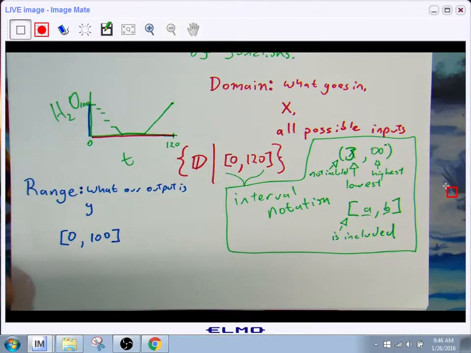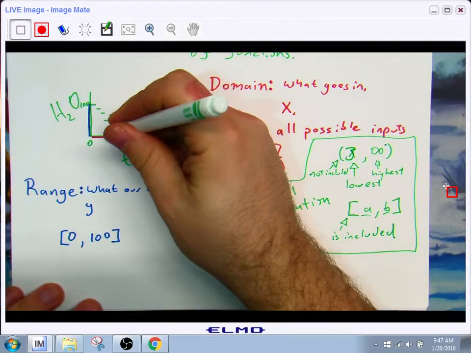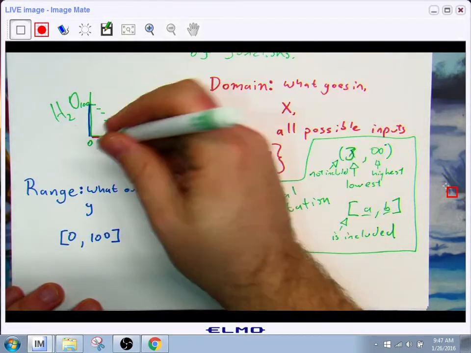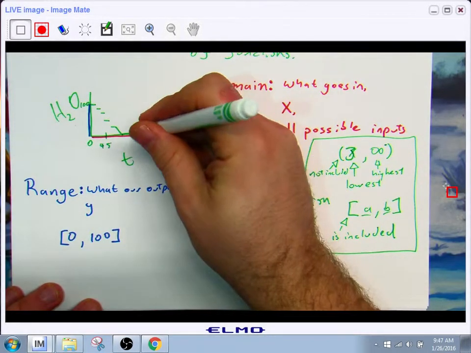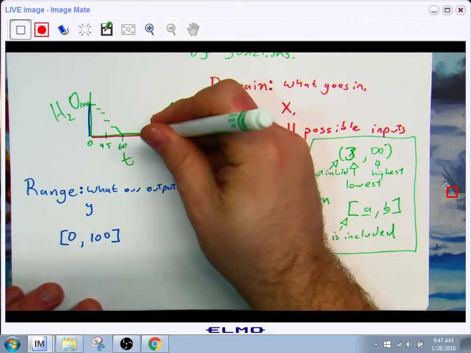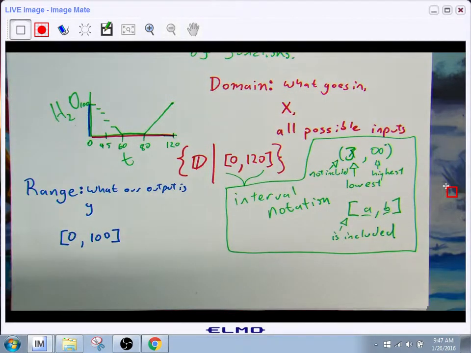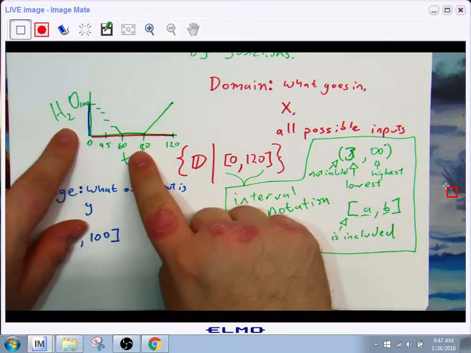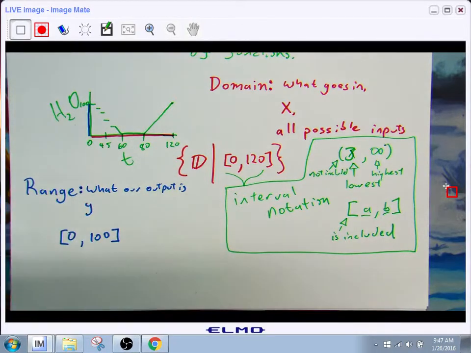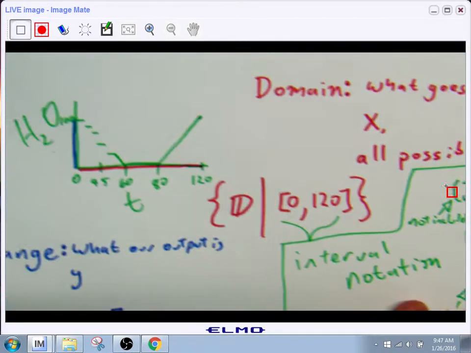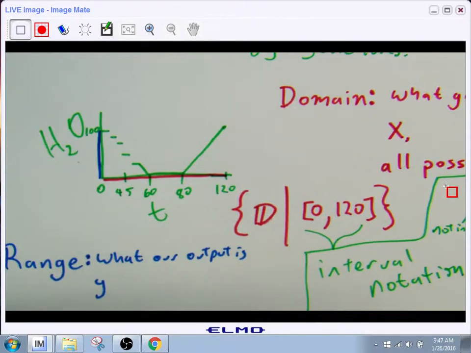Now we might talk about things like intervals of the function. Okay? So maybe this is like 45 minutes, 60, 80, something like that. So if I were to ask you, looking at this function, and I'll zoom in, what is the domain of the function decreasing? What would you say?